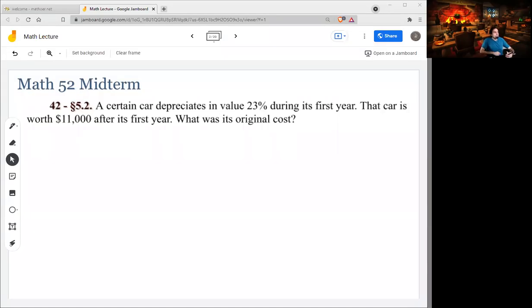It's Thursday study session time. We're doing problem 42 from the midterm, which is very tricky.